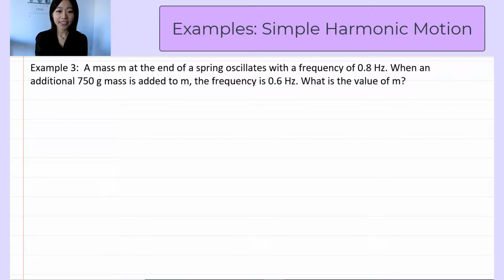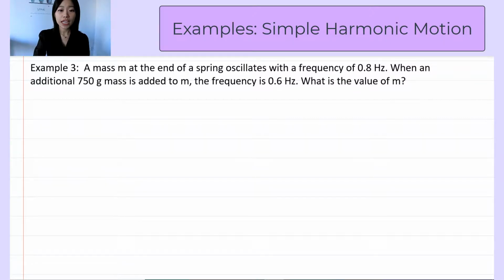Let's look at one last example. The mass M at the end of a spring oscillates with a frequency of 0.8 Hz. When an additional 750 grams mass is added to M, the frequency is 0.6 Hz. What is the value of M?